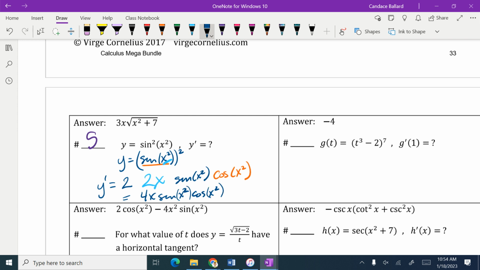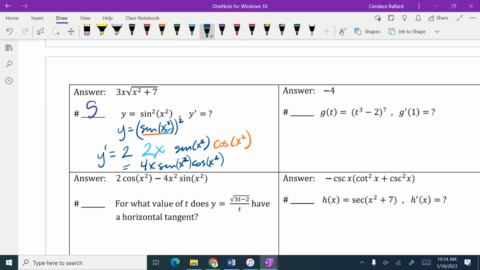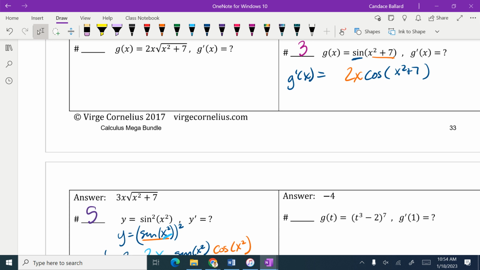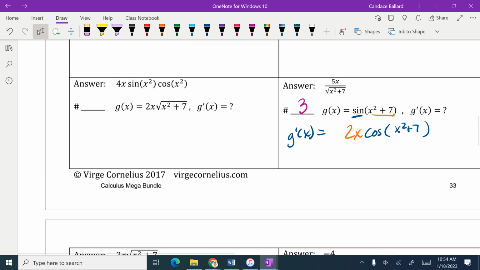Is that one of our choices? First page, second page? Right above it? That one? Okay, 6.